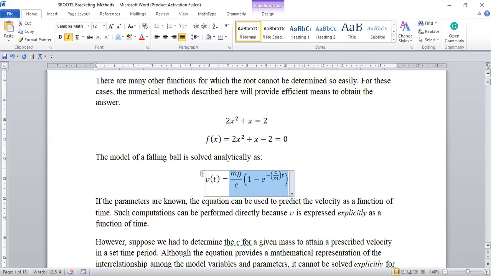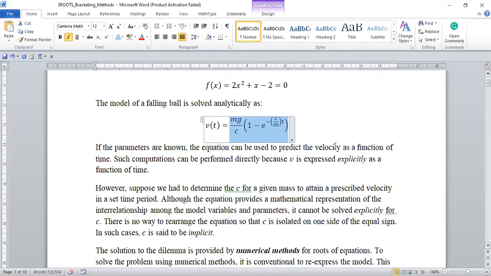But in a case where you are asked to find, let's say, the constant c, the solution to that problem is much more difficult because you have to actually make c the subject of the formula.